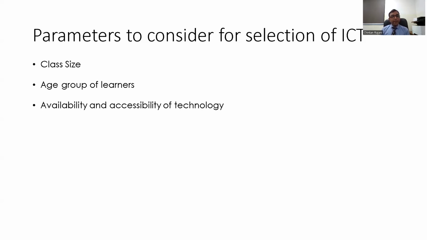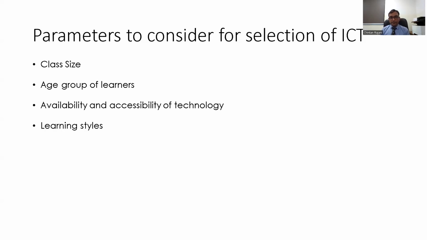Third, availability and accessibility of technology. As we all know, despite having a very high teledensity rate, the availability of good speed internet is still not there in some of the rural areas of our country. So most of the online tools and technology require a good internet connection with good bandwidth. So availability and accessibility of internet along with other technological devices is also an important parameter to consider.